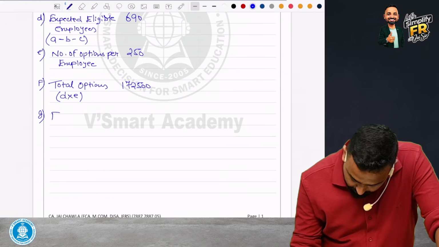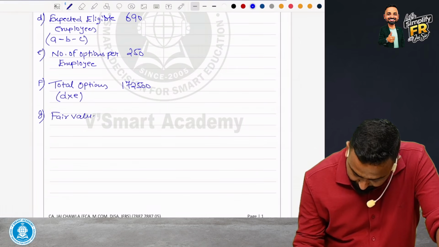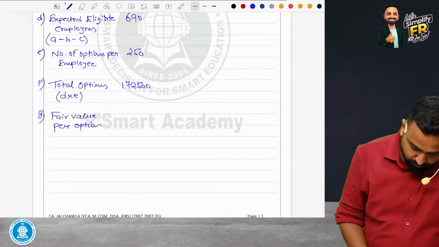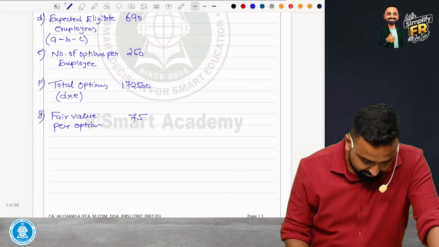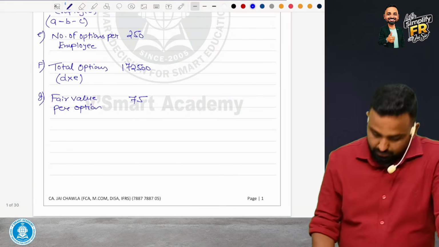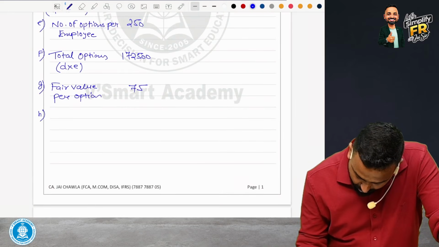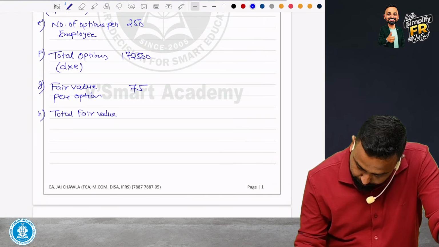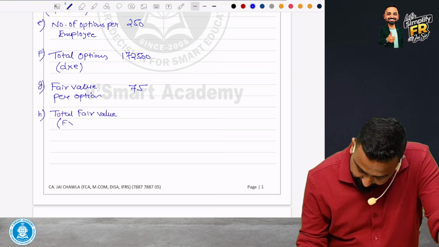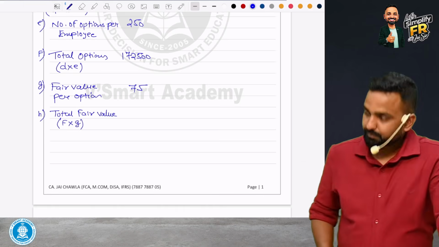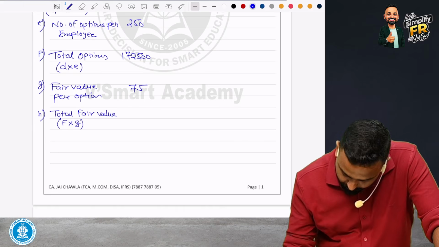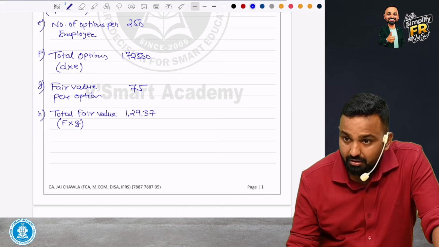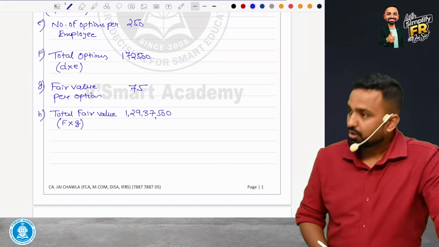Now tell me fair value per option. 75. Now tell me total fair value. It should be F multiplied by G. 1 crore 37. It is a total value.